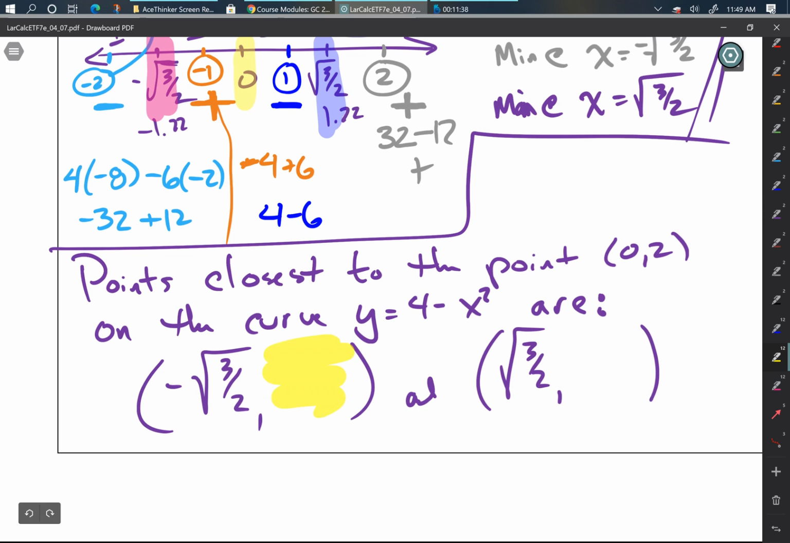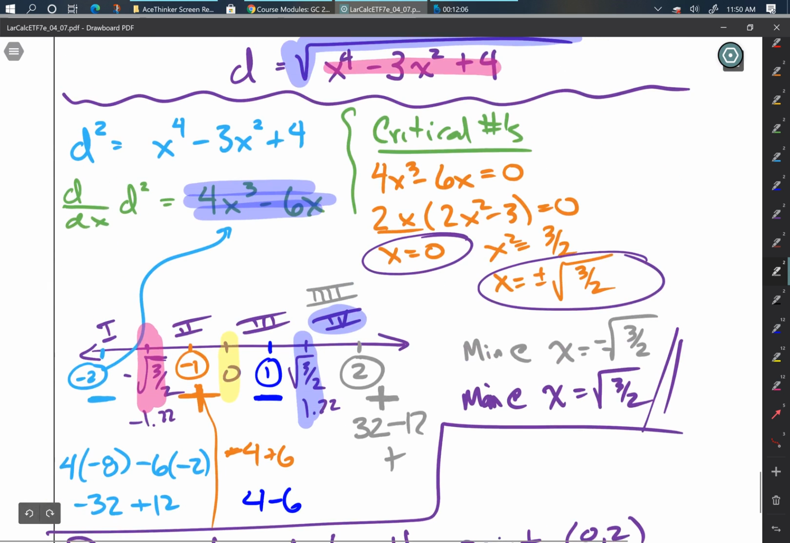And so how are we going to get those somethings? Well, the answer is right here. If we know x, we know y. So root 3/2 squared is 3/2. 4 minus 3/2 is 5/2. And symmetry says they're the same. All right? Now, I know that at least one person is wondering about this.